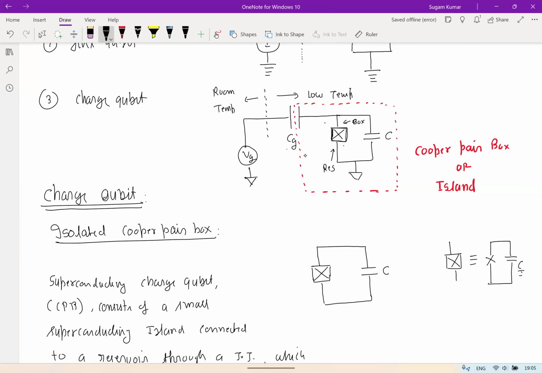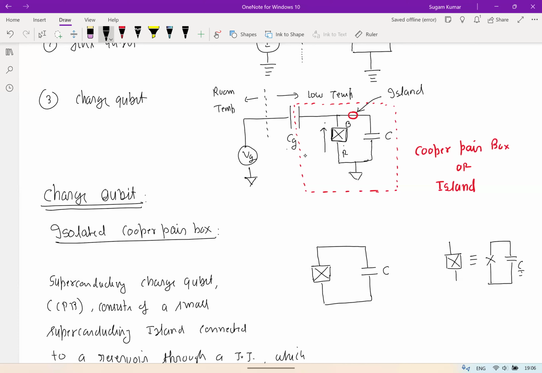This is the junction, so the charge is going to flow. And this is the location which we finally call the island, where these Cooper pairs are going to stay. Before going into mathematics, let me tell you the basic principle: some Cooper pairs are going to flow, or tunnel, from the reservoir side to the box side.